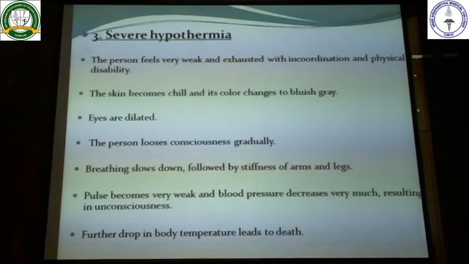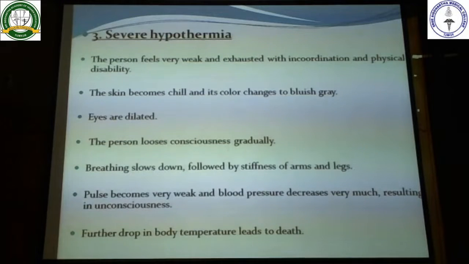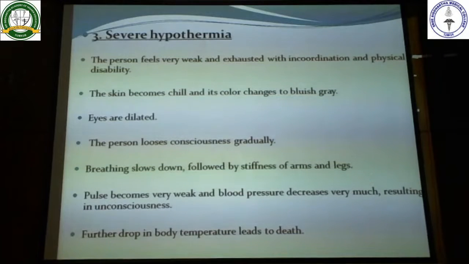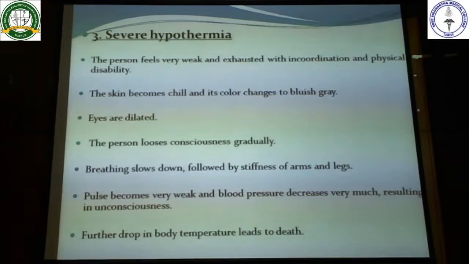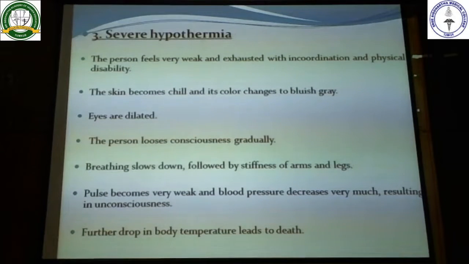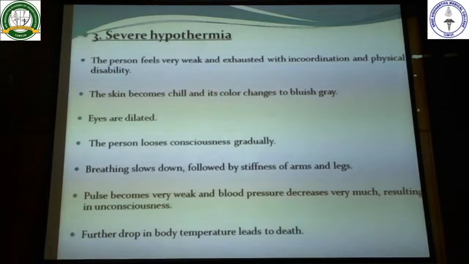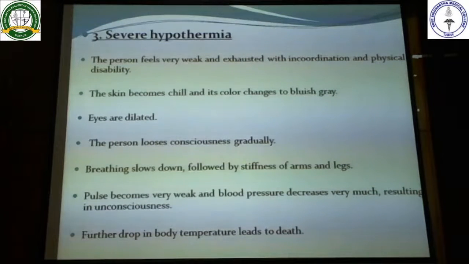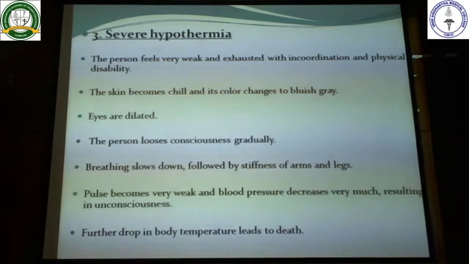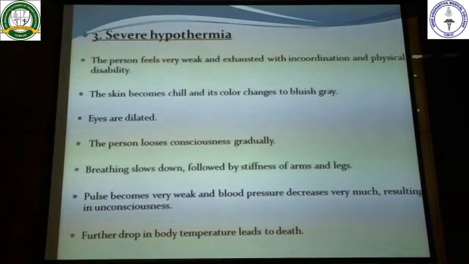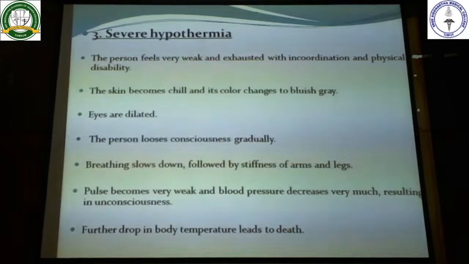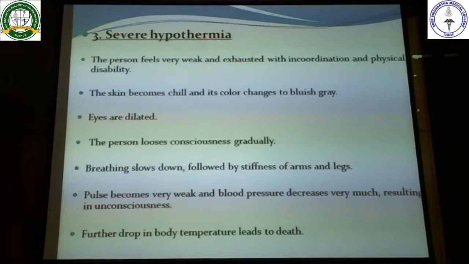Next, severe hypothermia. The person feels very weak and exhausted, with incoordination and physical disability. The skin becomes chilly and changes color to bluish gray. Classically, I think you all remember the Titanic movie, right? And the eyes also become dilated. The person gradually loses consciousness. Breathing also slows down, followed by stiffness of the arms and legs, not able to move. Pulse becomes weak, blood pressure decreases, and finally the person becomes unconscious, not responding, and finally, if not treated, death. So this is about severe hypothermia.